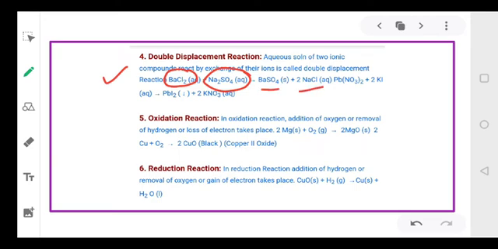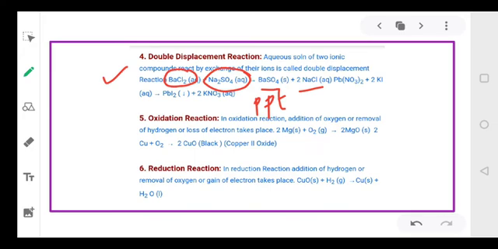Now this BaSO4 which is formed is a white PPT. Okay, it is a white PPT, right? So BaSO4 is of white color. Because in this reaction a PPT is formed, this is also called a double displacement reaction. What do we call it? Double displacement reaction. Okay everyone?